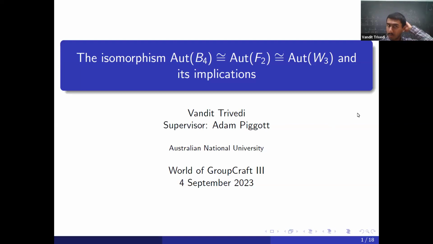So today I want to talk mainly about this isomorphism between these three automorphism groups, and I'll introduce the groups and their automorphism groups in a second. And then very briefly, towards the end, discuss some implications, particularly for Aut F2, because automorphisms of free groups are quite widely studied.